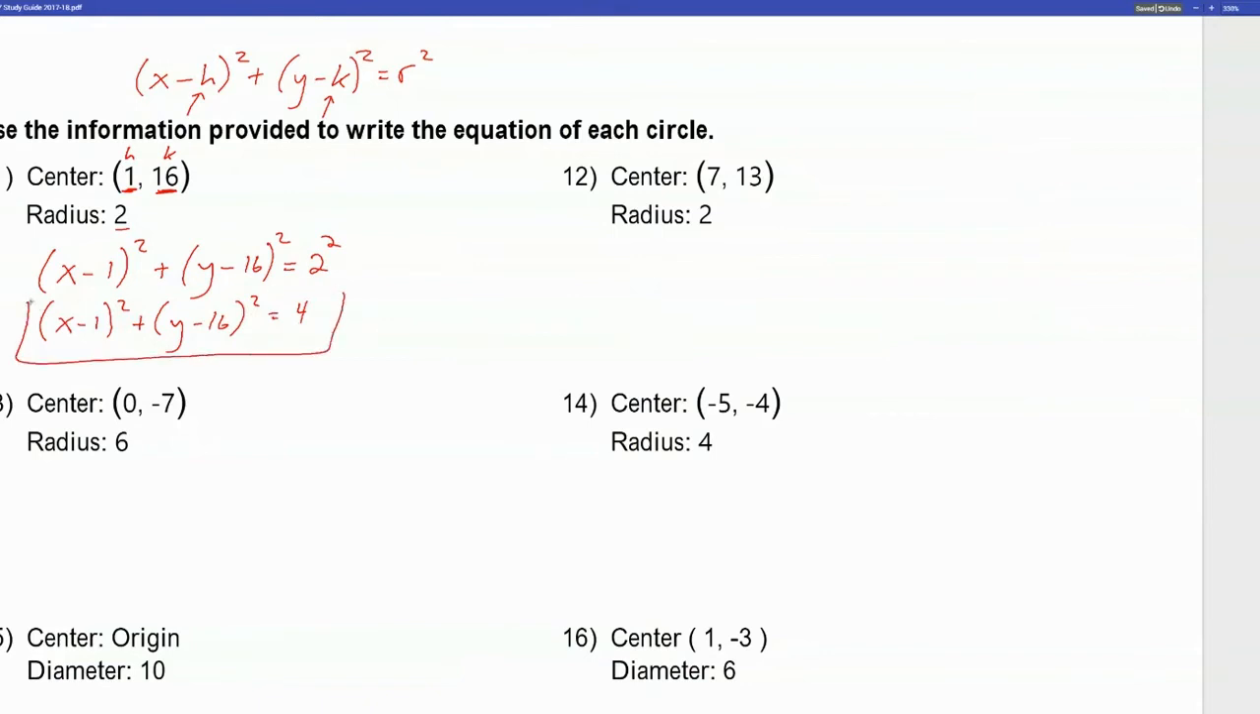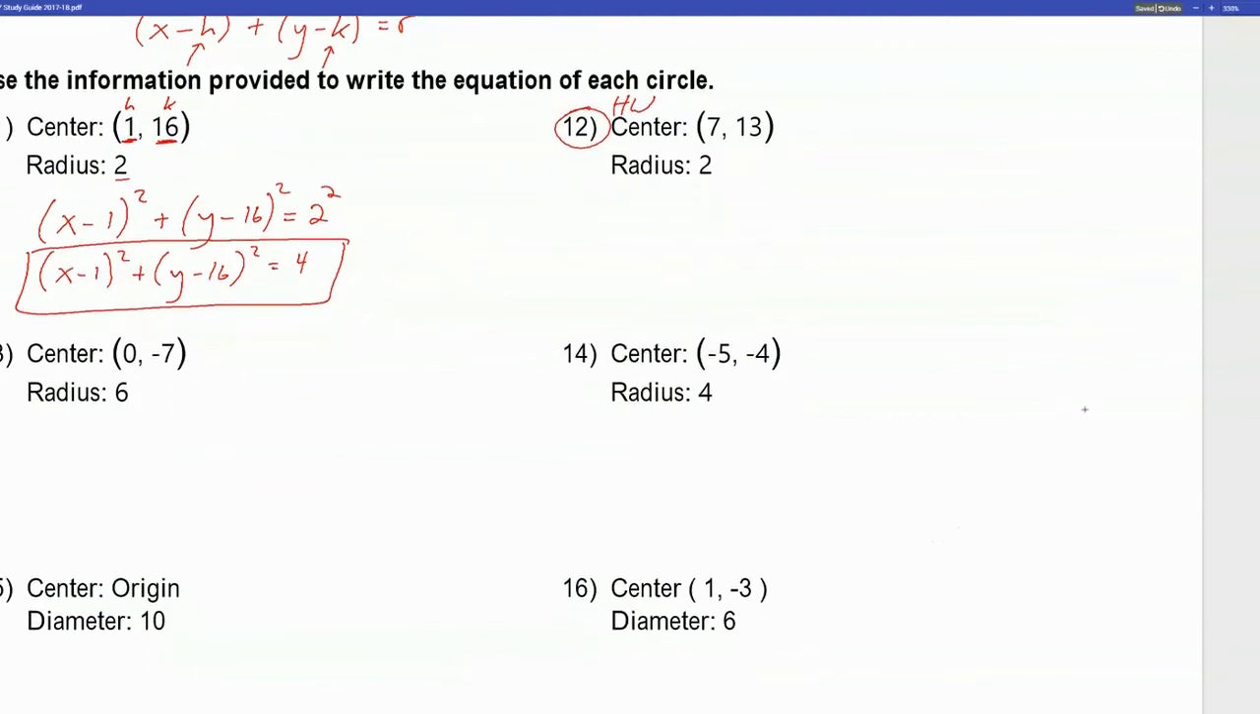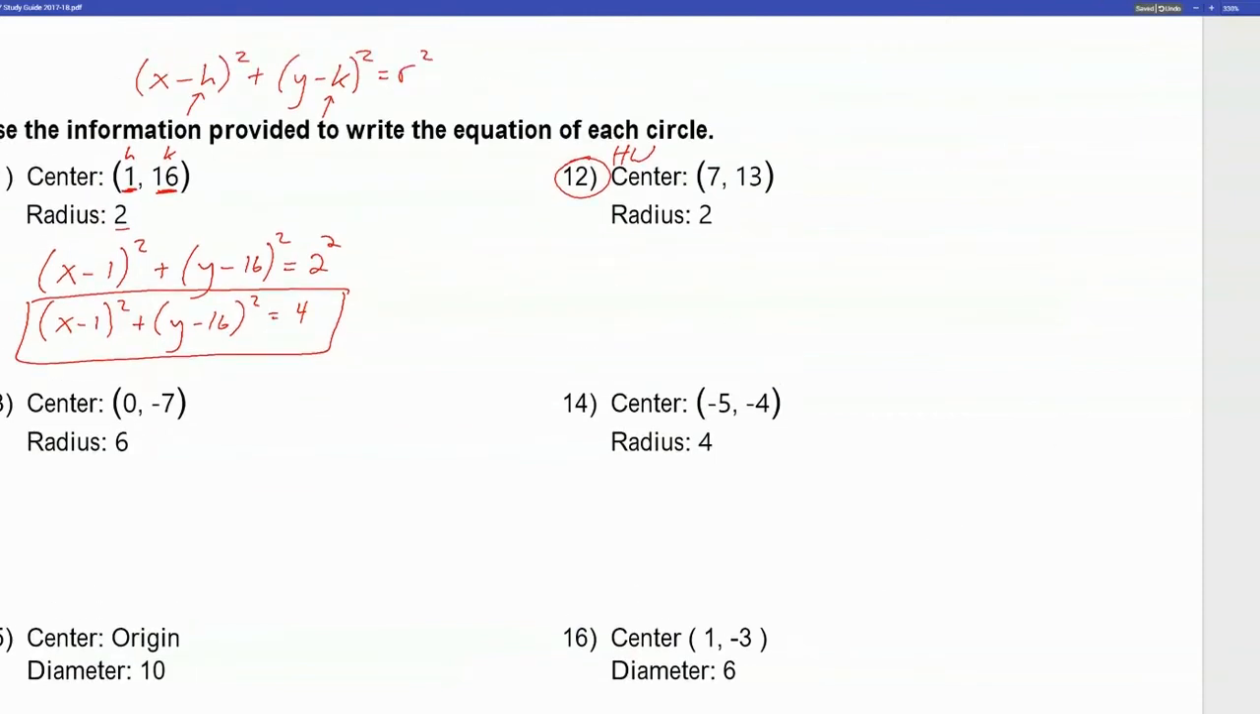Okay, so be aware of that. That is my equation for the circle. Number 12, that's on you. And I'll tell you what, I'll do number 13 for you guys.